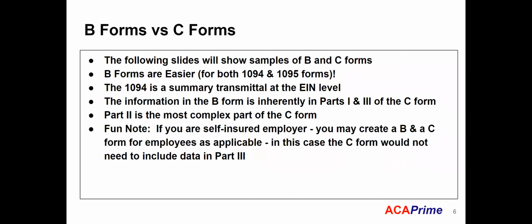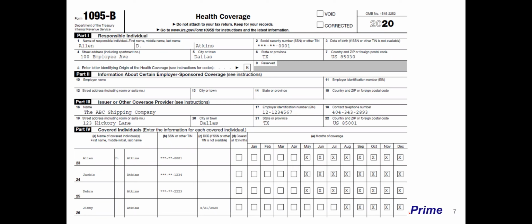Here is a sample B form. Part 1 simply shows employee level information. Part 3 shows the employer information or plan sponsor. And then finally, in Part 4, the covered individuals.